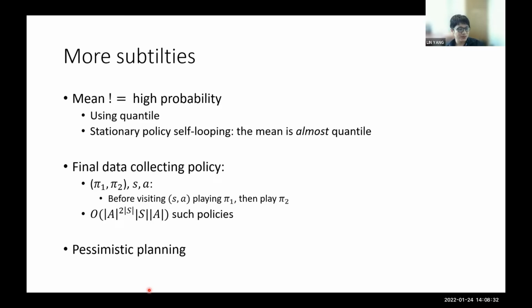And then lastly, we show that in order to get a good policy, we cannot directly solve the empirical MDP. We have to do some sort of pessimistic planning in order to get a good policy. All these subtleties come together and eventually give us a way to solve this problem and get rid of this polylog H factor.